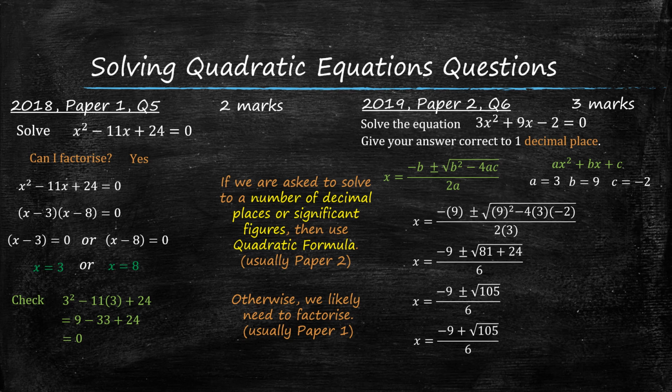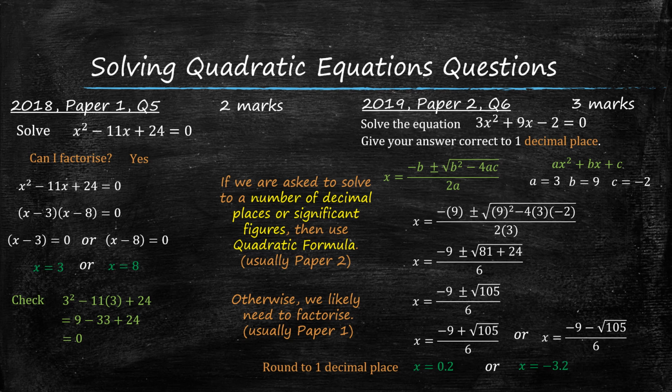So that gives us x is equal to negative 9 plus square root of 105 over 6, or x is equal to negative 9 minus the square root of 105 over 6. And giving our answer to one decimal place, this gives us x is equal to 0.2 or x is equal to negative 3.2. Now, both these questions asked us to solve a quadratic equation which is set to 0.